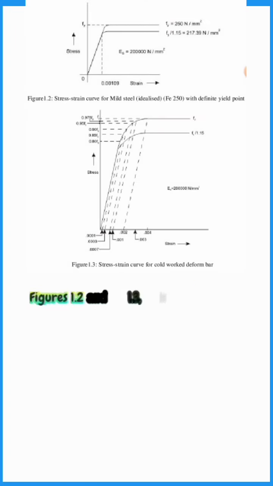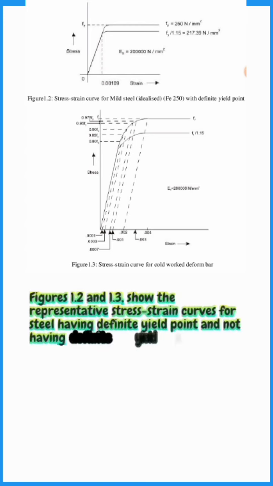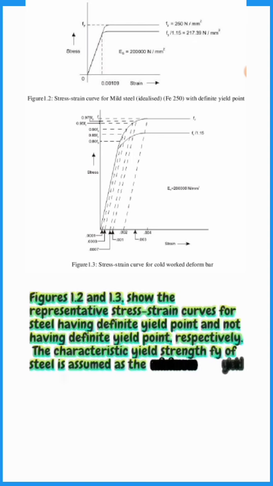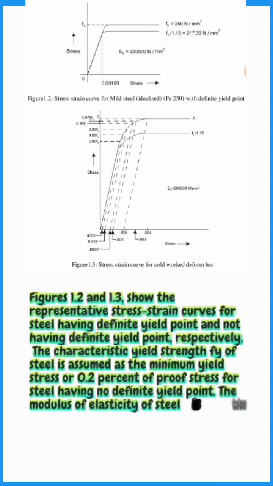Figures 1.2 and 1.3 show the representative stress-strain curves for steel having definite yield point and not having definite yield point, respectively. The characteristic yield strength Fy of steel is assumed as the minimum yield stress or 0.2% proof stress for steel having no definite yield point. The modulus of elasticity of steel is taken to be 200,000 N per square millimeter.